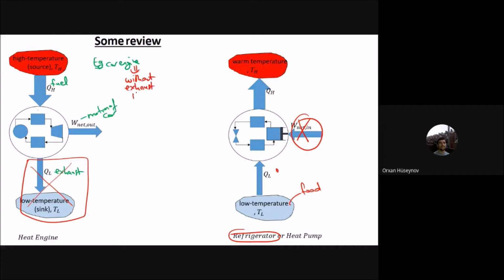So let me summarize in simple terms: a car engine without exhaust is impossible. This is one part of the second law, which is the Kelvin-Planck statement. And the Clausius statement says that the refrigerator, which is one example, or an air conditioner, any cooling system without electricity is impossible. You should always have electricity or work put in. These are the two important statements of the second law.